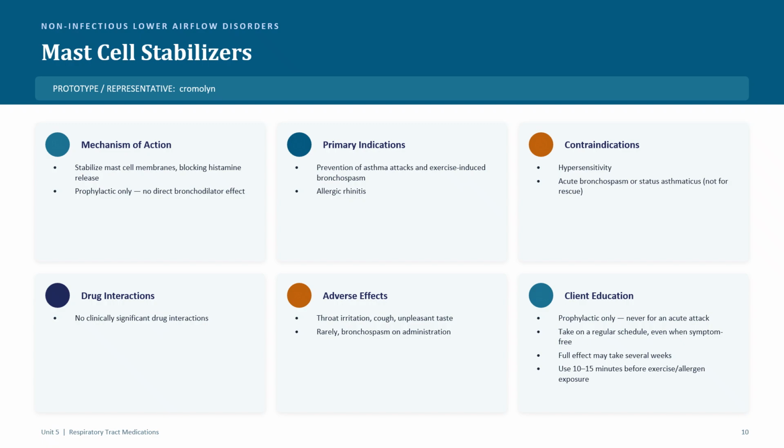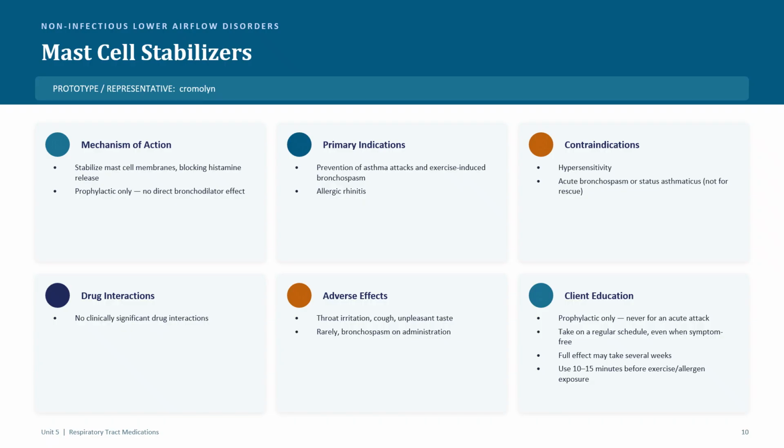Moving on to mast cell stabilizers. So cromolyn, the prototype medication, has a different job than the medications we've discussed so far. It does not relax smooth muscle, and it's not really treating existing inflammation either. So this medication is purely preventative.